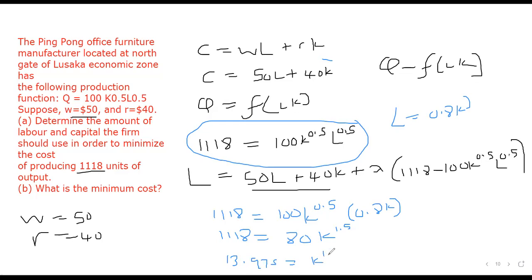This is K^1.5. So to find the value of K, we're going to square root this, or the easier one here is just power to 1 over 1.5 on each side. So when you do that on both sides, you're going to find the value of K to be equivalent to 12.5. So K is 12.5.